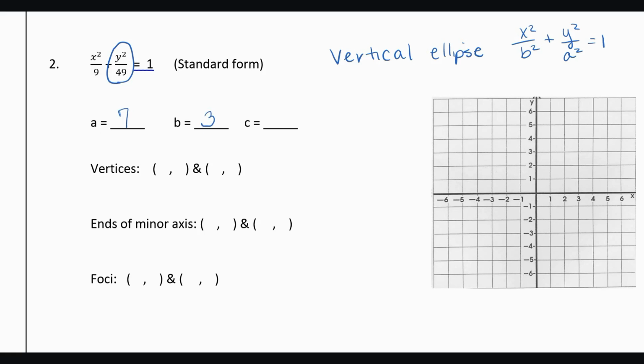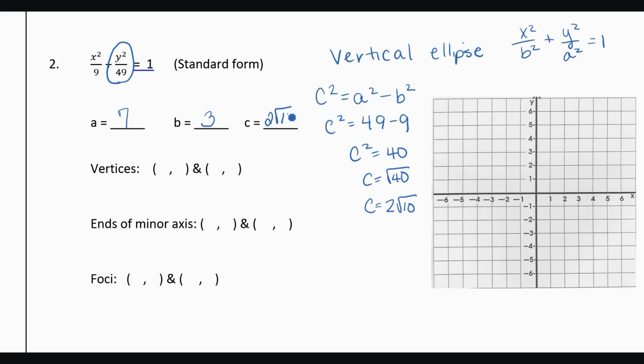And to find c, we're still going to use the formula c squared equals a squared minus b squared. So c squared equals 49 minus 9. So c squared equals 40. So c equals the square root of 40, which if we reduce that, 40 is 4 times 10, so we could write this as 2 square root of 10. Now our center is still at the origin.